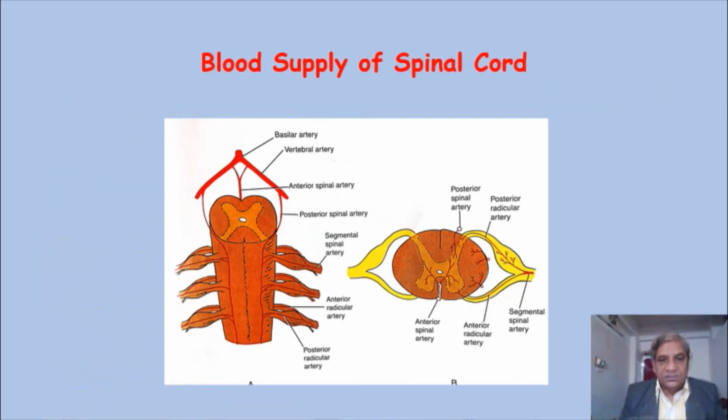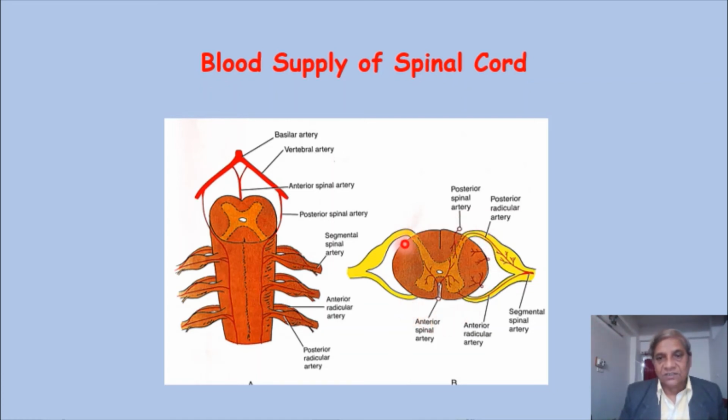Now coming quickly to the blood supply of the spinal cord. You can see here these are the two posterior spinal arteries going along the posterolateral sulcus, and this is the anterior spinal artery, formed by branches of the right and left vertebral arteries. It will run in the median fissure. This is the transverse section showing the anterior spinal artery, the posterior spinal artery of this side and the posterior spinal artery of that side.